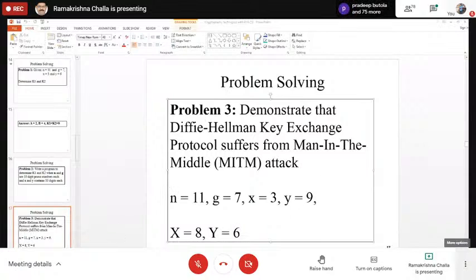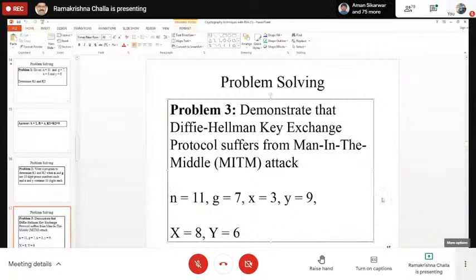I will just write it in the chat window: Oakley key determination protocol. The Oakley key determination protocol is a modification to Diffie-Hellman to take care of the man-in-the-middle attack. And Diffie-Hellman with this modification is used in practice as of today.